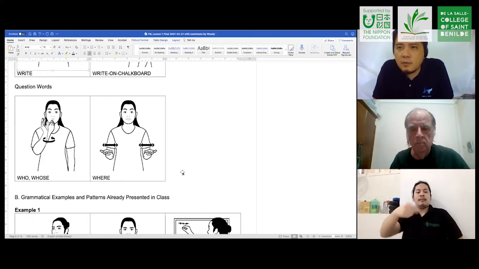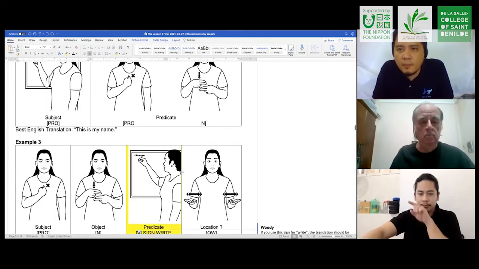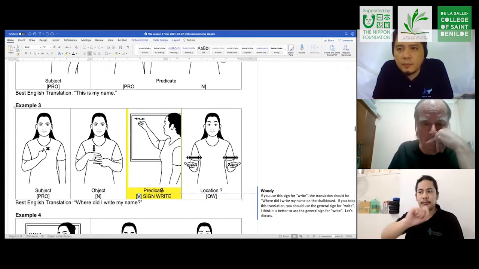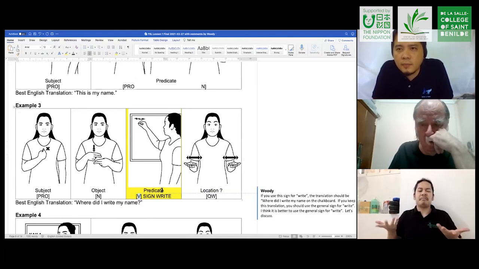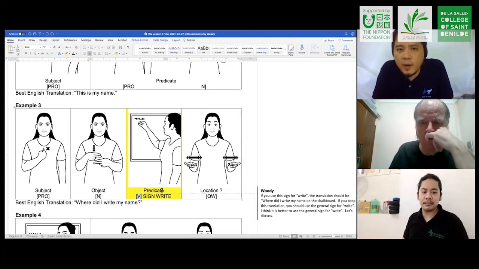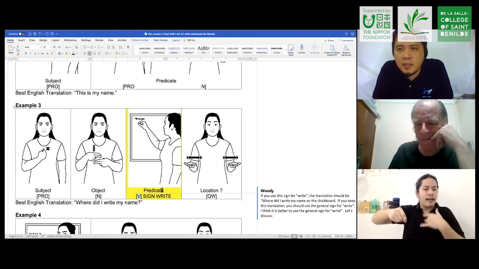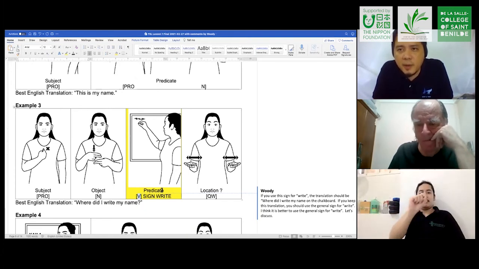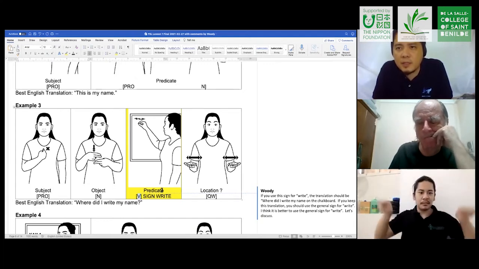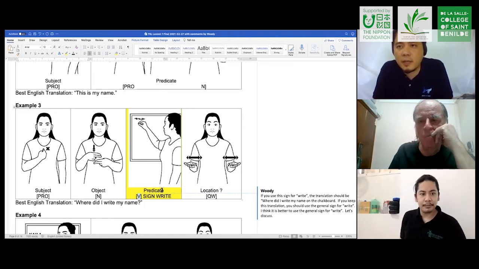So, write, that one doesn't really fit, but I don't know. What do you guys think? So, my name, write where? My name, write where? So, the location is lost because it's just in space. But if I go like this, then it's a little bit more clear that I'm writing somewhere on a horizontal plane. So it's better just to do that write. Okay.